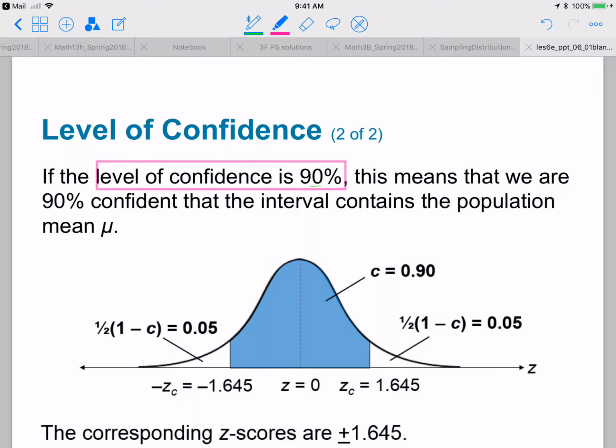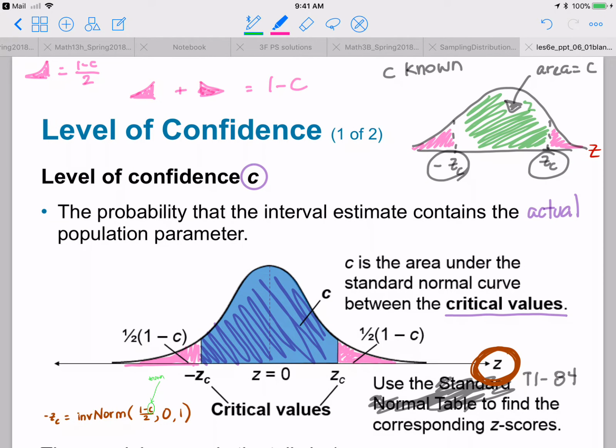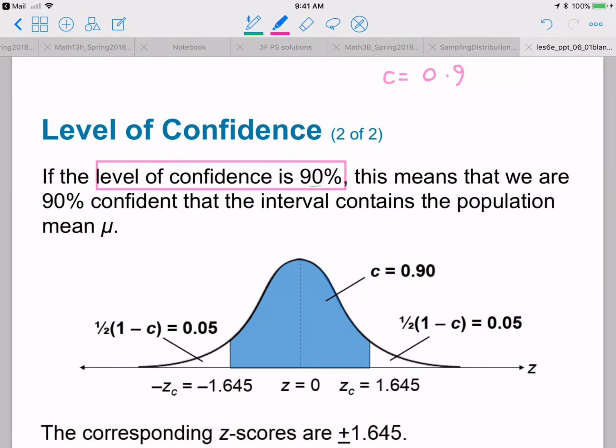So the level of confidence is 90%. That means C equals 0.9. Okay, so level of confidence, remember, level of confidence is C, right? So if C is 0.9, then this area right here is 0.05, and the area in the left tail is 0.05, right?